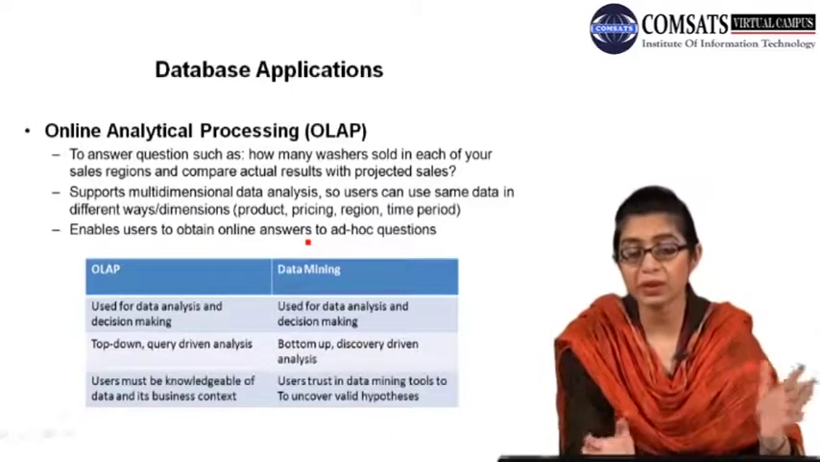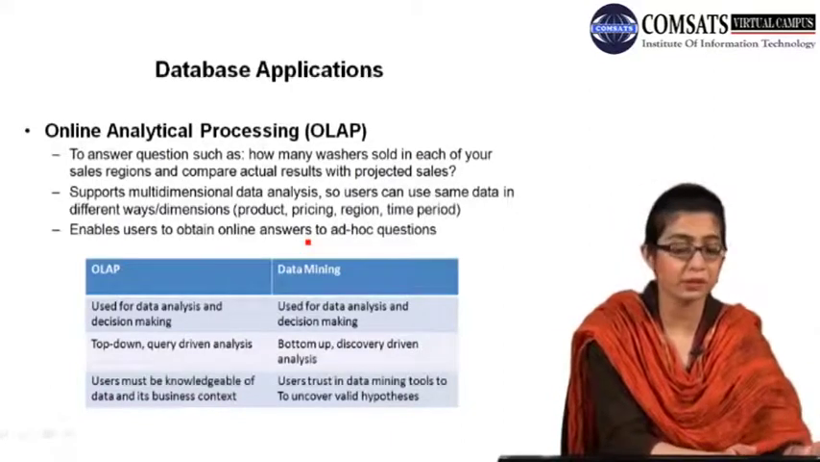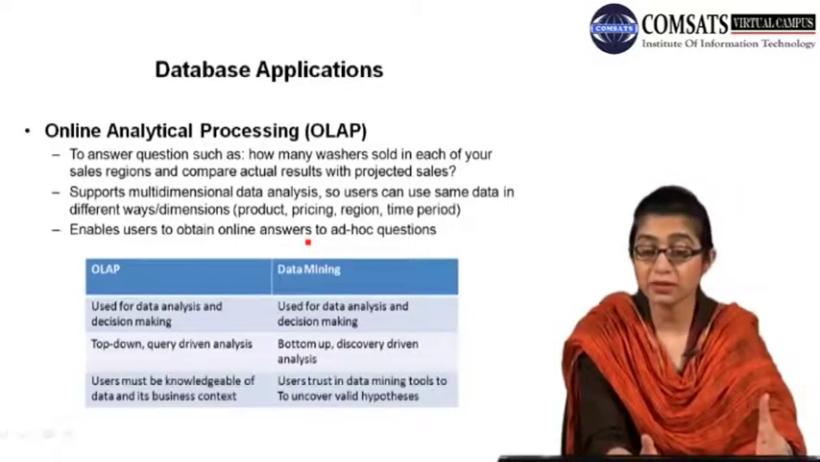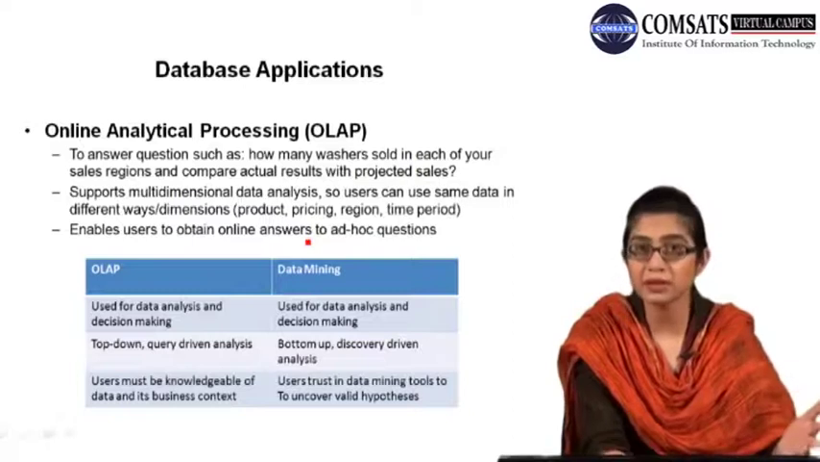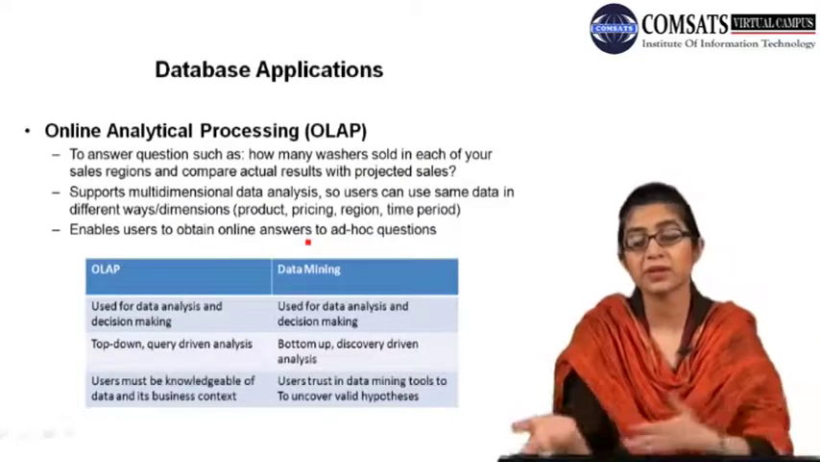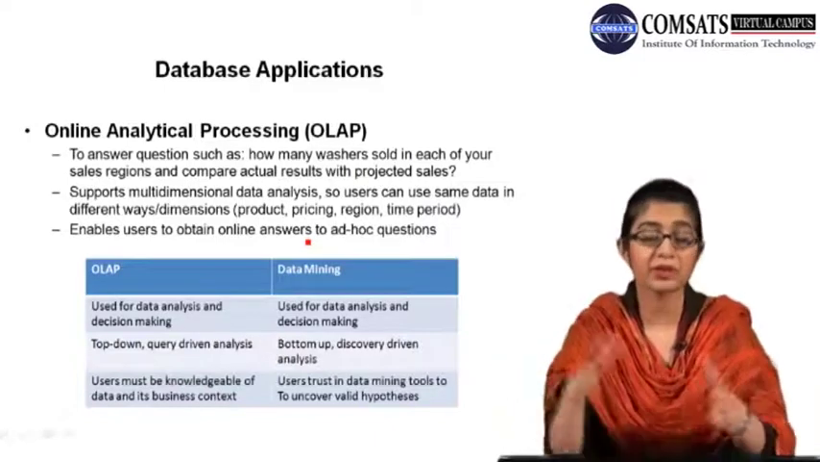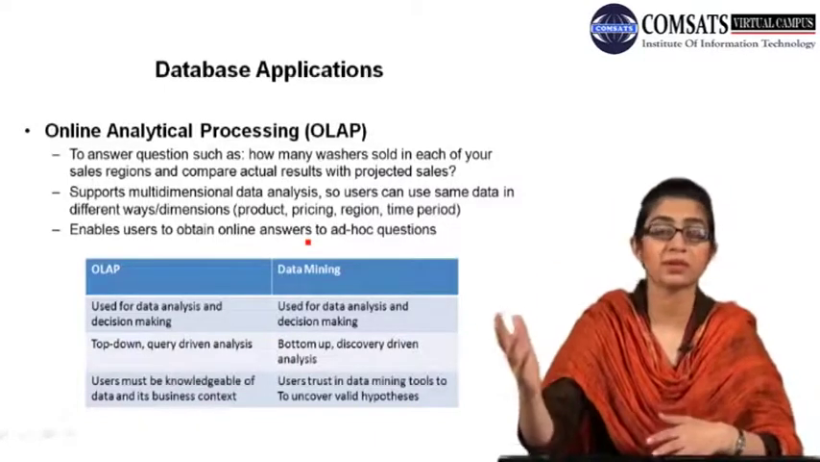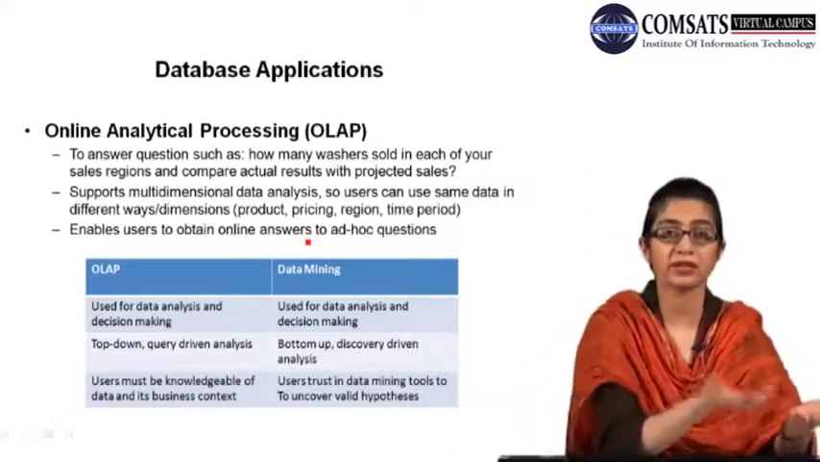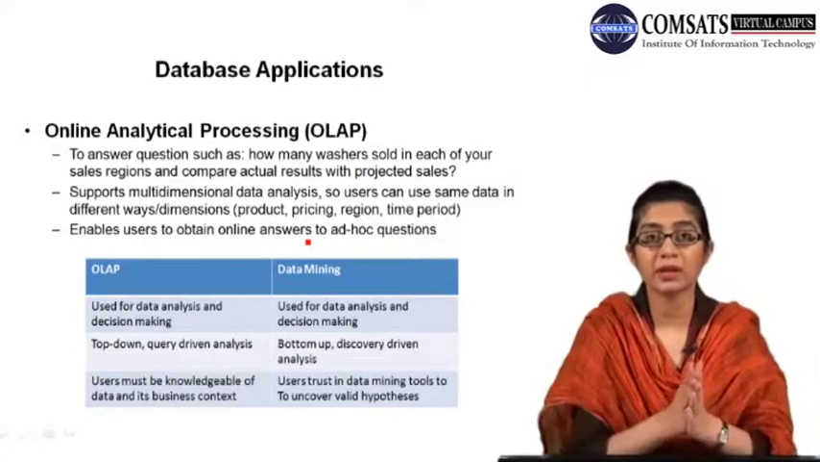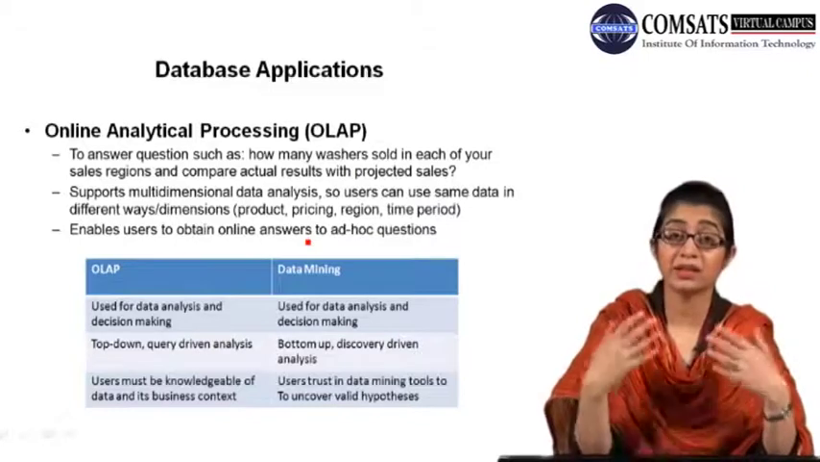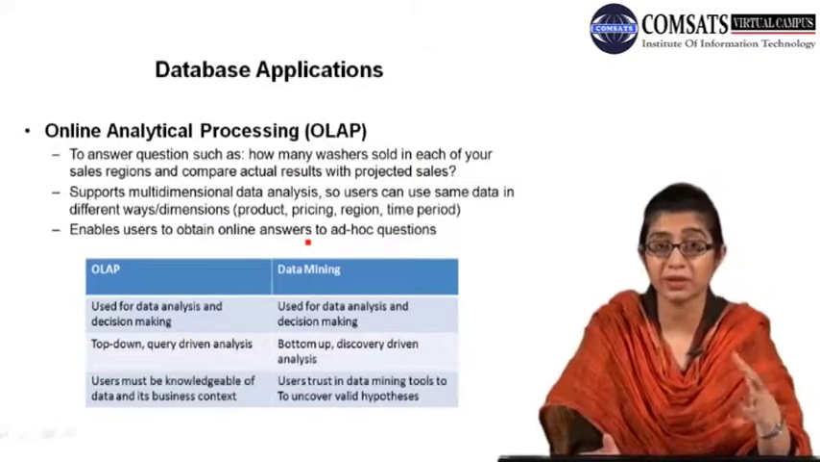So एक थोड़ा complicated question है कि जो washers हैं, जो भी product है वो एक sales region में कितना sale हुआ है और बाकी sales region में कितना sale हुआ है, and you have to compare those actual results with the projected sales. Right, project जो आपने किया था, for example, you did the future forecasting for it कि इतनी sales होंगी इस area में, लेकिन actually इतनी हुई हैं, so you have to do that comparative analysis. So this kind of thing is actually done by the online analytical processing tool.